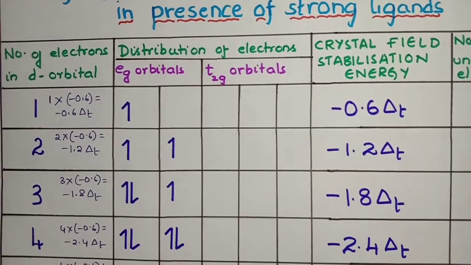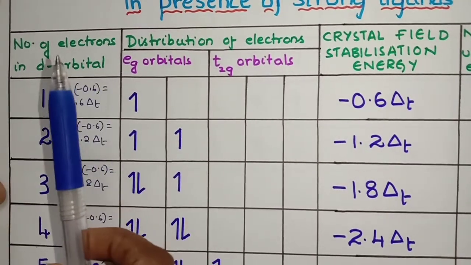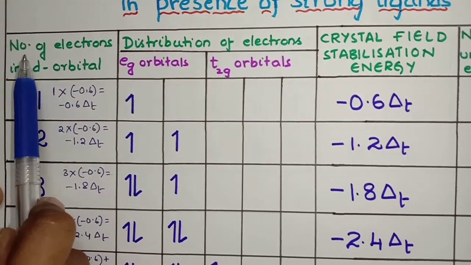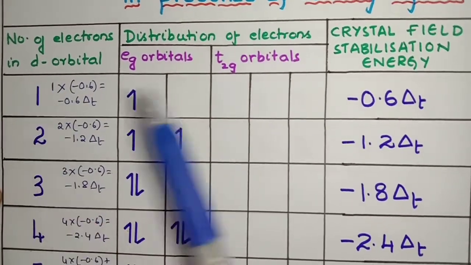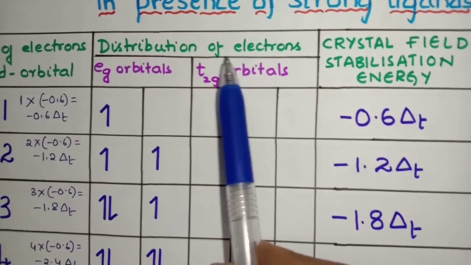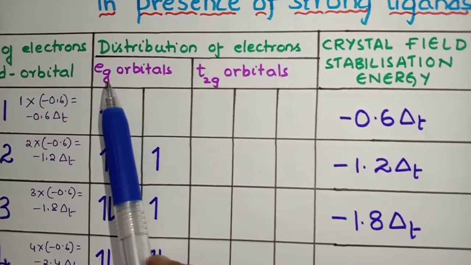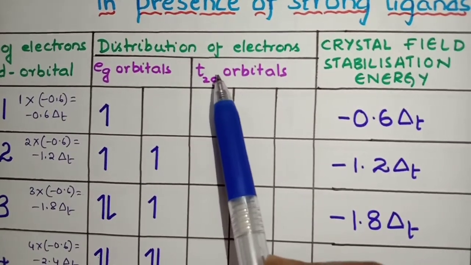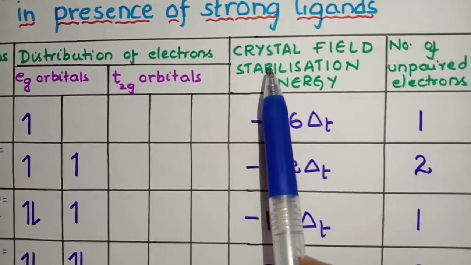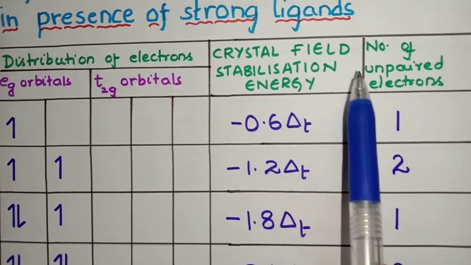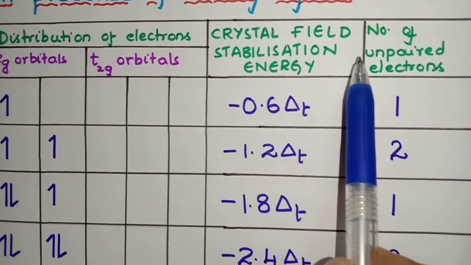Fine. So, I have made the columns like this. Make a note of it. First column, number of electrons in d orbital. Second column, distribution of electrons, under which we have Eg orbitals and T2G orbitals. Next, crystal field stabilization energy. And the last one is number of unpaired electrons.